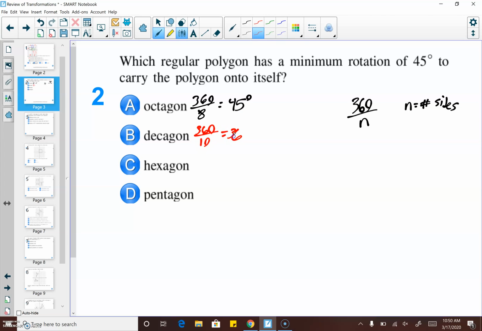Decagon, 360 divided by 10 is 36. Hexagon, 360 divided by 6 is 60. And pentagon, 360 divided by 5 is 72. Now remember, the key is it says minimum rotation. If it just says which polygon can have a rotation of 45 degrees, or if it leaves out that word minimum, then you need to remember that each multiple of those numbers is also a degree measure that works. But again, if it says minimum, that's going to be that first number that you get.